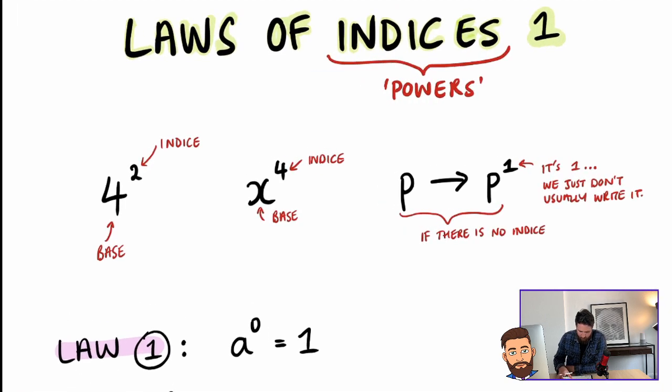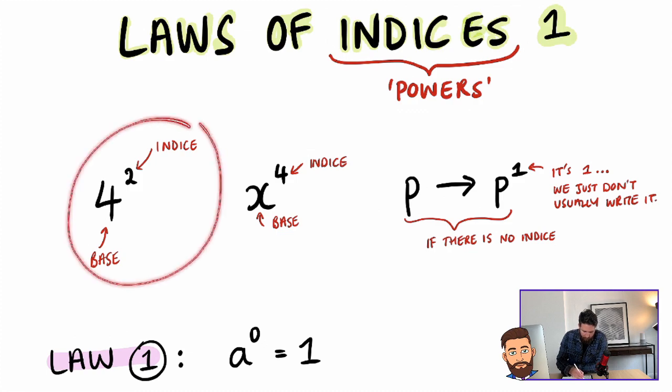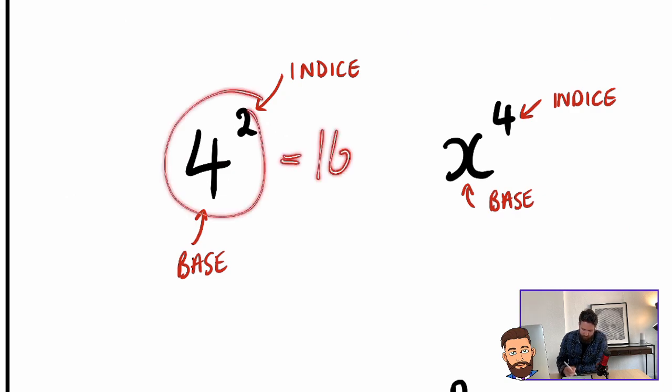So just to be clear, an indice is a word for power, and we know a power looks like this. What we refer to this as, this 4 is the base. So the technical mathematical language for this here is the base, and this is the indice, or often referred to as the power. So 4 squared. 4 is an integer, so we could actually work out 4 squared. We know it is 16. But just to be clear, that is your indice and that is your base.